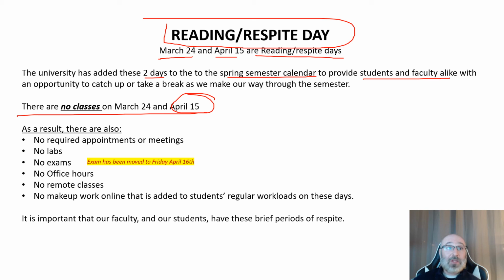So with this, that means there's no required appointments or meetings, no office hours, no labs, no exams, no remote classes, and no makeup work online that is added to the students' regular workload on these days. This is something that's important, that our faculty and our students have these brief periods of rest before we crank through the rest of the semester. As this relates to us, originally our exam was scheduled for April 15th. It'll now be on April 16th on Friday that evening.